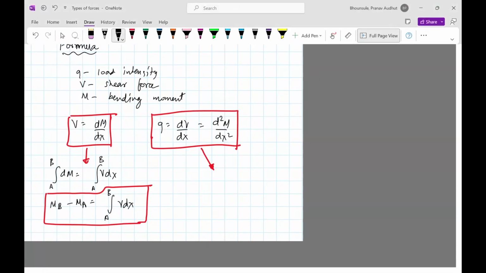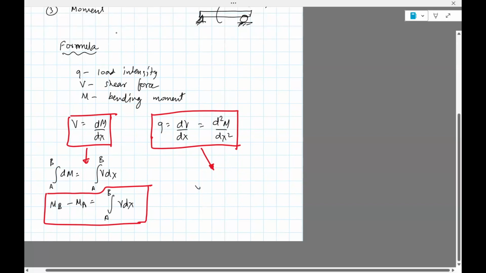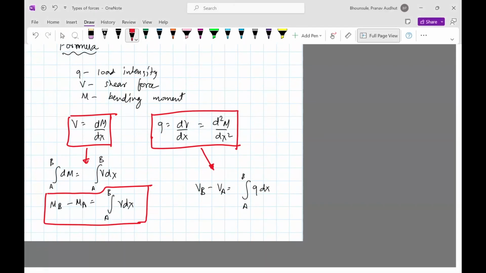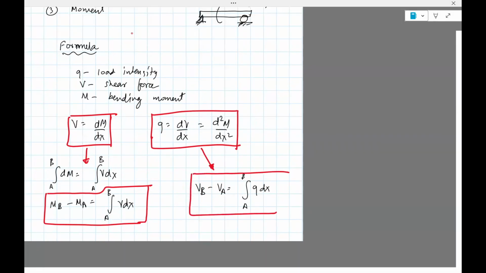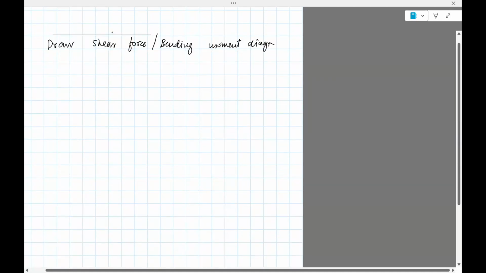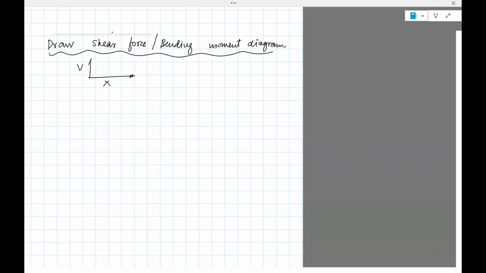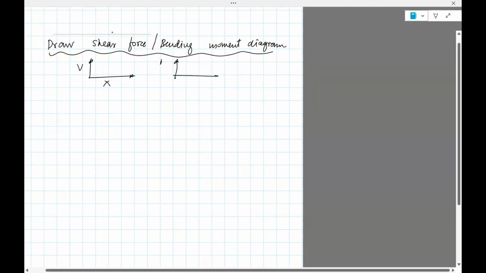So then you can also do the same thing here. We can write V_B minus V_A equals the integral of q dx from A to B. Moment diagram. This literally means that we'll be drawing V as a function of x and M as a function of x. Okay, x being the length of the beam.